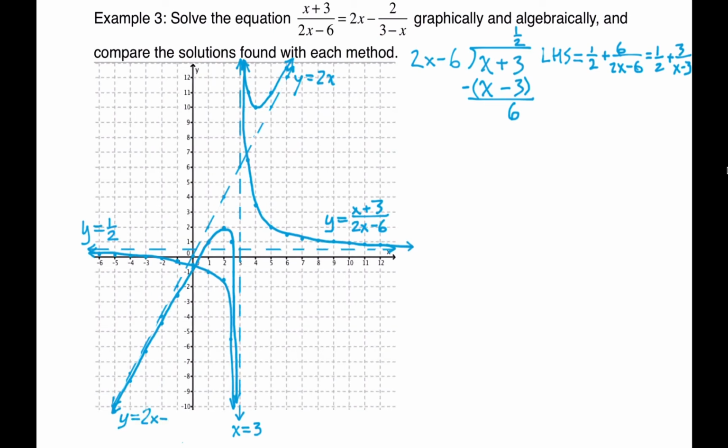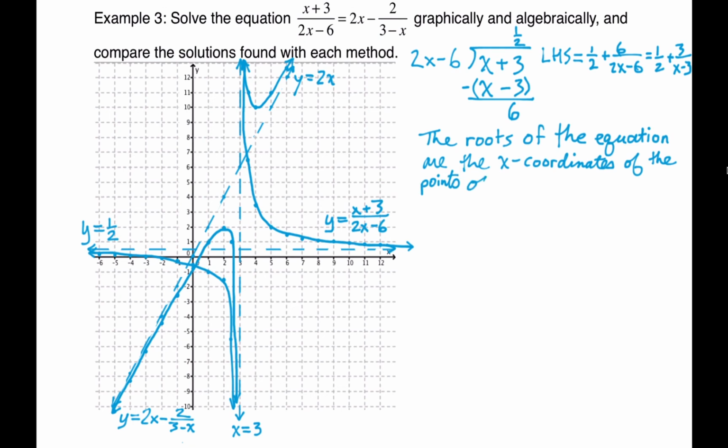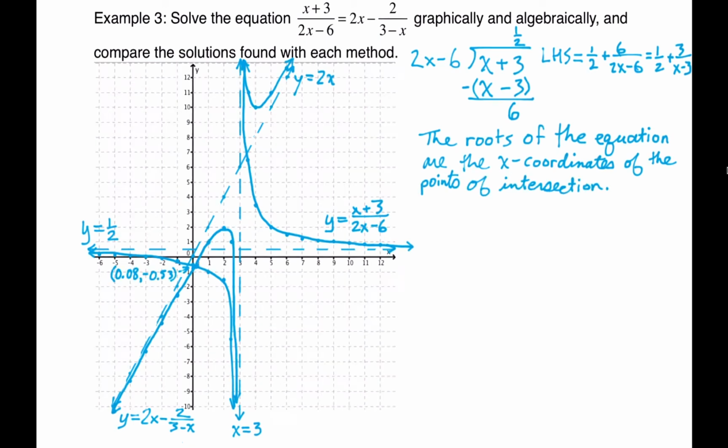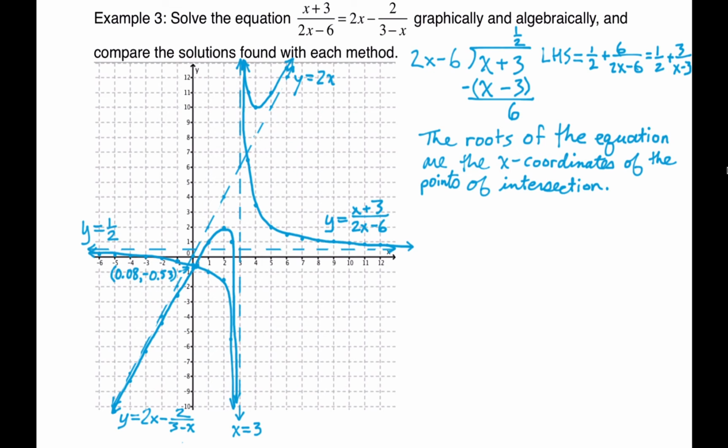So now it's a matter of taking that y = (2x - 2)/(3 - x) and seeing where it's equal to the left-hand side. And so graphically, the roots of the equation are the x-coordinates of the points of intersection. And so here's one point at x = 0.08. We're going to take that x-coordinate as one root of the equation.